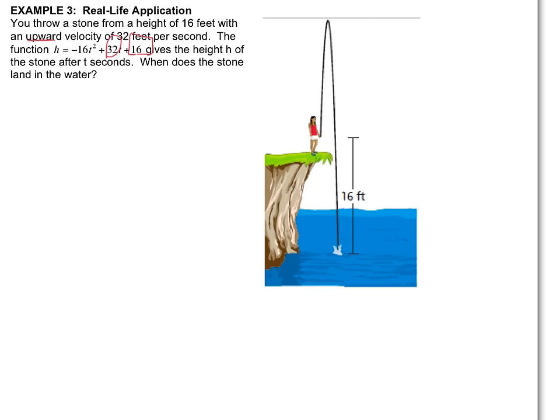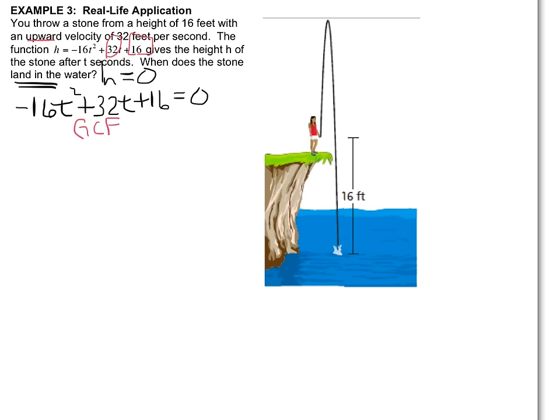So what we want to know is, when does the stone land in the water? Landing in the water would tell us that we wanted h to be 0. So our first thing is to look at our equation with h plugged in: negative 16 t squared plus 32 t plus 16 equals 0. The very first thing we should look at for all of these is to take out our GCF. If I take the GCF out, I get negative 16 as a common factor to all of these. That will give me t squared minus 2t minus 1 equaling 0.